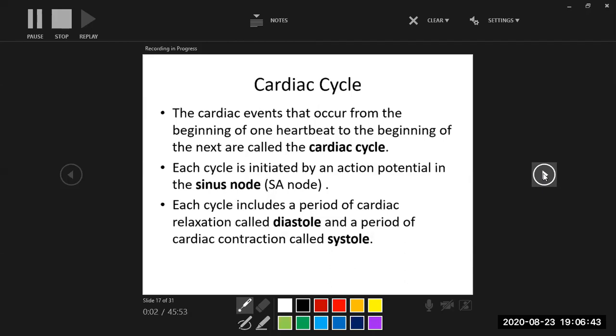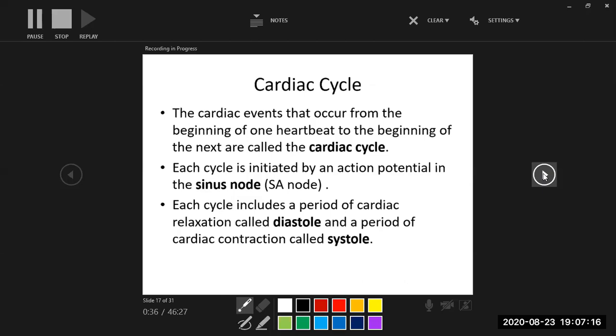All right, so we have the knowledge about the electric signal from the SA node to the AV node, causing the contraction of the atrium followed by the ventricle. And that can be measured by the EKG through the P, QRS, and the T to non-invasively see the pumping of the heart.